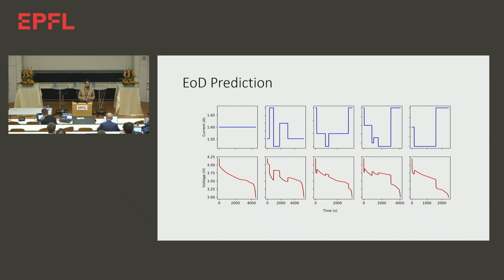We also need to take into account that this current profile can have any type of shape. We don't know in advance how the user is going to use the battery, and especially in mission-critical applications, it's hard to tell what this current profile is going to look like. So we want to make something that is really general and easy to use.